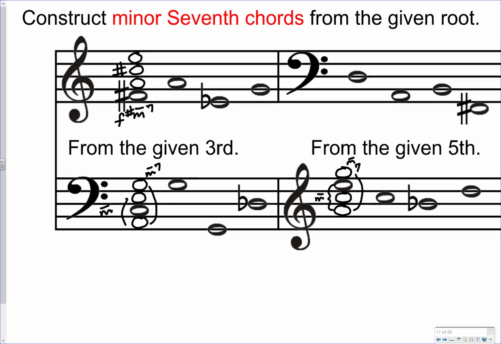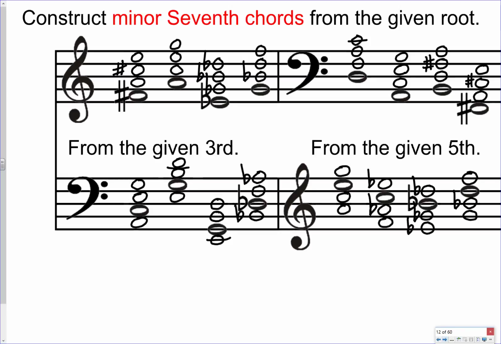Okay, we should be finishing up with this activity. On the next frame, I've provided the answers for you. Of course, check my work, because there's always that possibility that I could be wrong. But let's see how you did for constructing minor seventh chords. Remember, we are looking for a minor triad and a minor seventh from root to the seventh.